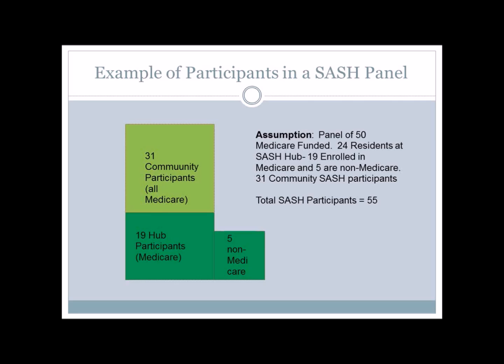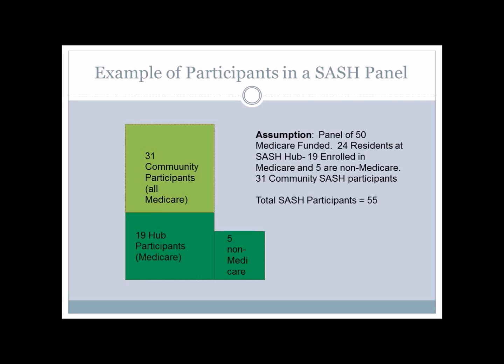Okay. I wanted to just give an example of how it can really look in the real world when you guys are out there trying to figure out what the makeup of your SASH panel is going to be. Because as I just mentioned, you're going to have primarily Medicare beneficiaries, but in a lot of cases it won't be exclusively Medicare. And you have to think through this right from the beginning. So I tried to come up with an example here, and I want to walk you through this.